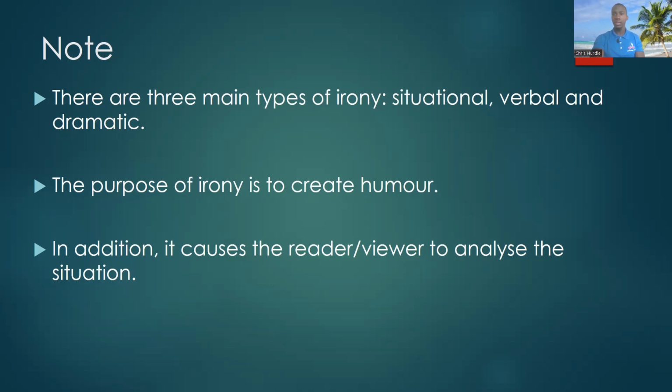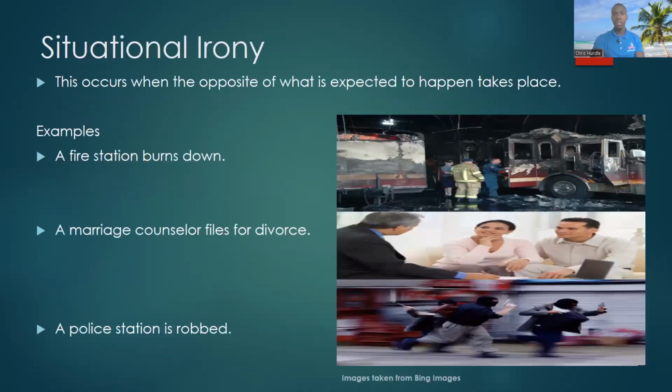Now let's get into the first type of irony, which is called situational irony. And this is going to be very relatable because we all experience ironic situations on a daily basis. All right. So this occurs when the opposite of what is expected to happen takes place. So when something happens and it is the opposite of what you would expect to happen, that would be an example of situational irony. So let's look at the examples.